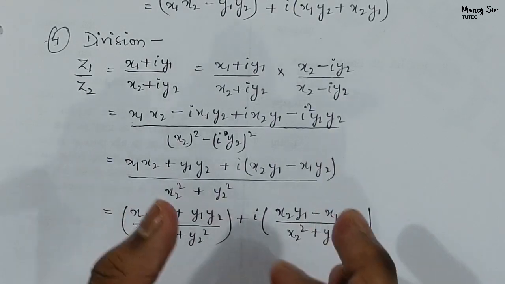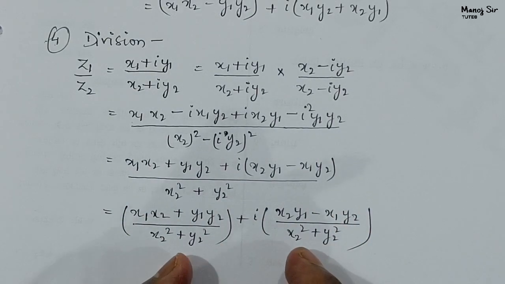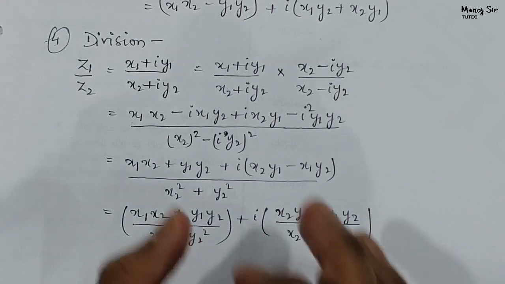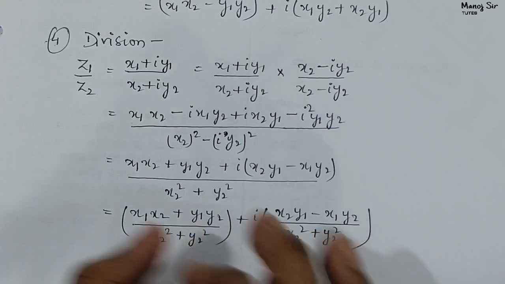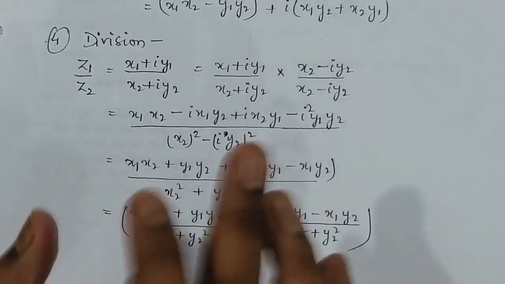By this way, if you remember this formula, then it is okay. Otherwise, by using this rule, you can find the division of any two complex numbers.